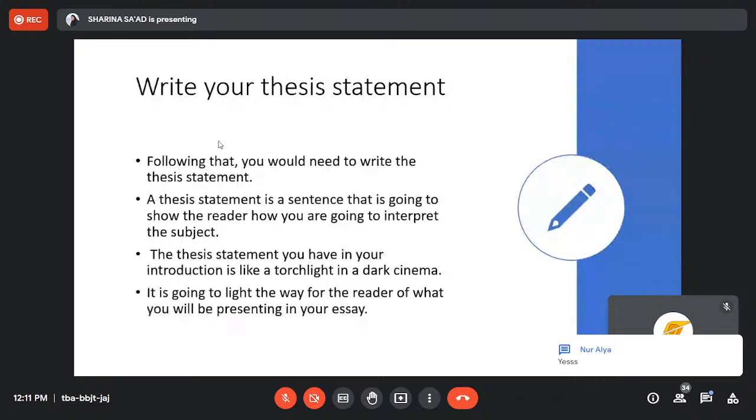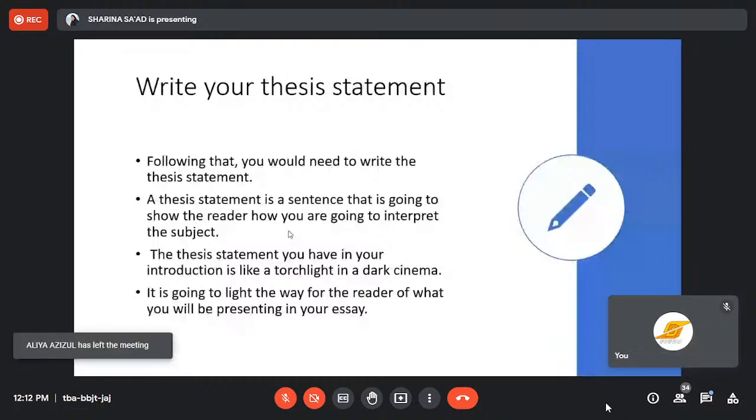So you need to write your thesis statement, because a thesis statement is a sentence that is going to show the reader how you are going to interpret the subject. When you write your essay, thesis statement is like a torchlight in a dark cinema. When you go to the cinema, nowadays you don't go to the cinema anymore, right? And when I was younger, when I went to the cinema, there would be one person who would usher me to my seat. He would use a torchlight so that I can see the way I want to walk to my seat. So thesis statement is like a torchlight in a dark cinema.